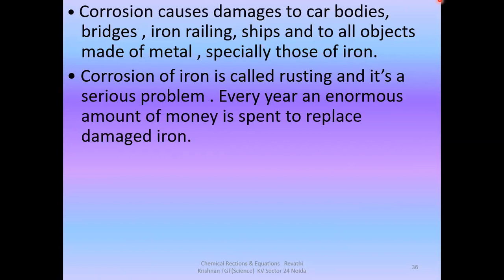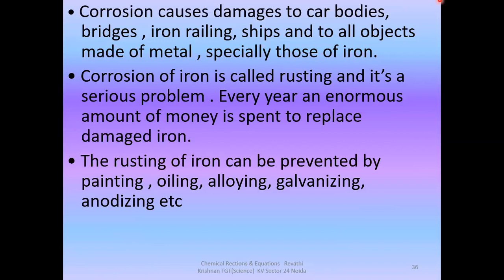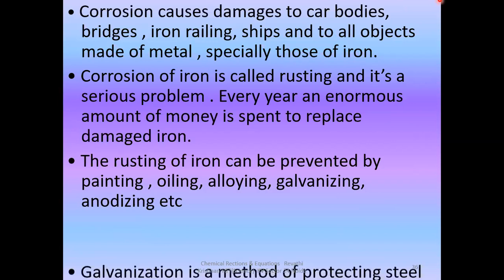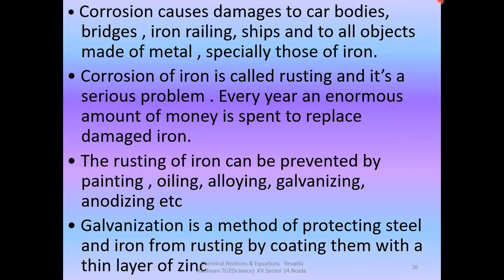Every year, an enormous amount of money is spent to replace damaged iron. The rusting of iron can be prevented by painting, oiling, alloying, galvanizing, anodizing, etc. Galvanization is a method of protecting steel and iron from rusting by coating them with a thin layer of zinc.